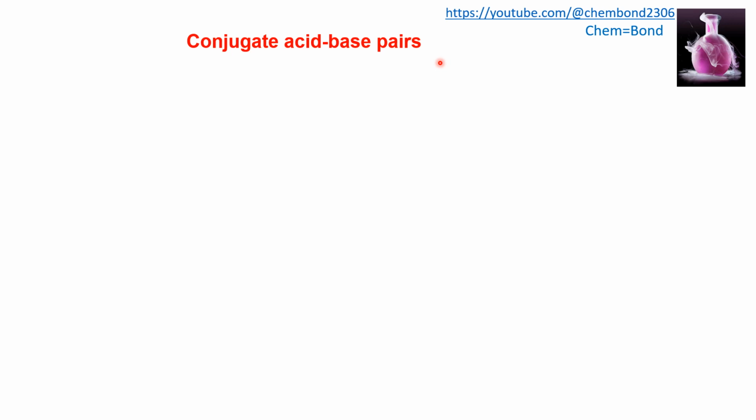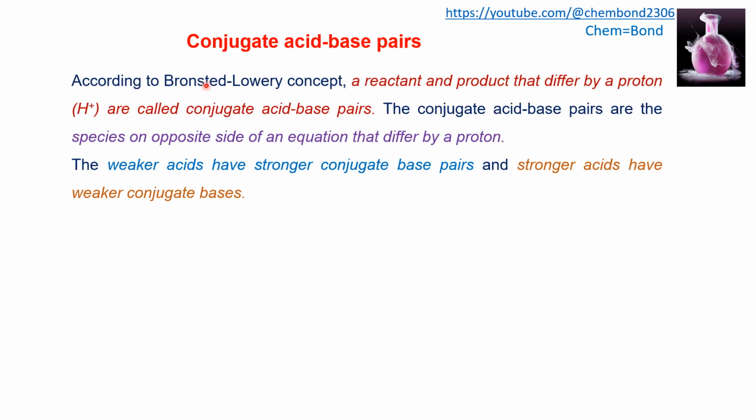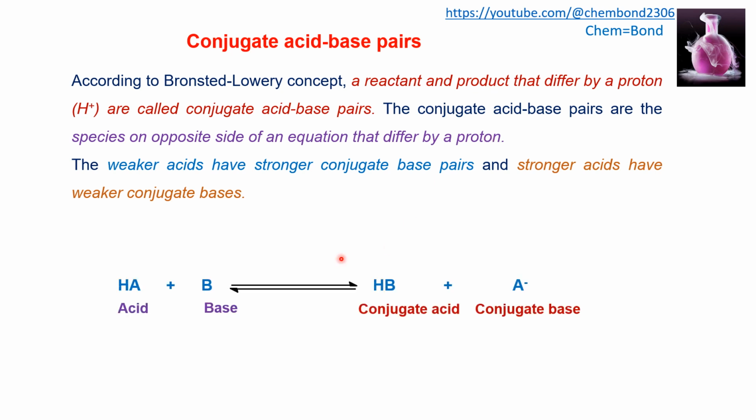Conjugate acid base pair. According to the Bronsted-Lowry concept, a reactant and product that differ by a proton are known as a conjugate acid base pair. Or we can say the conjugate acid base pairs are the species on opposite sides of an equation that differ by a proton. Consider a generalized reaction of acid and base.